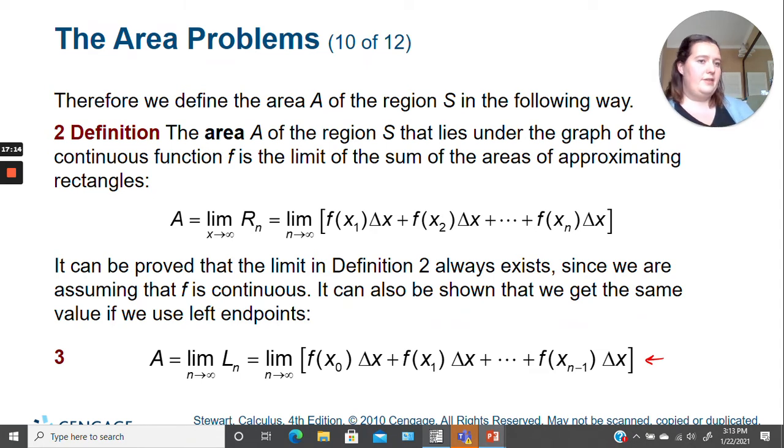So for my left-hand sum, my left summation, I'm going to be doing the same thing. The base was given by delta x, the height was given by the function. But now I'm plugging in x0. Remember, x0 was the same as a, so x0 is a. And I'm going to plug in the very last x that came before b. So this was the x before b.